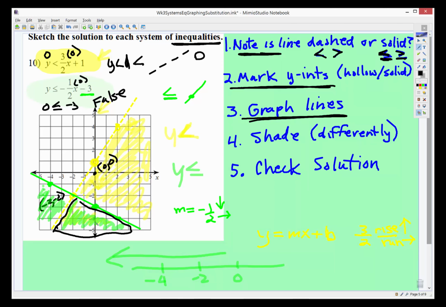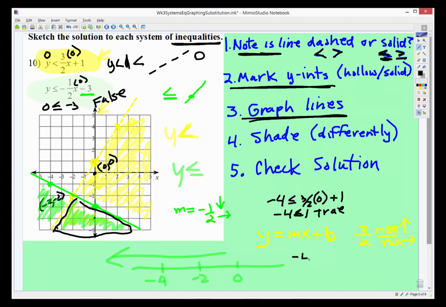We can also make it easier on ourselves. Let's check negative 4 and 0. So y is negative 4, 3/2 times 0 plus 1. So that ends up being negative 4 is less than 1. Well, that's true. Let's try the other equation.